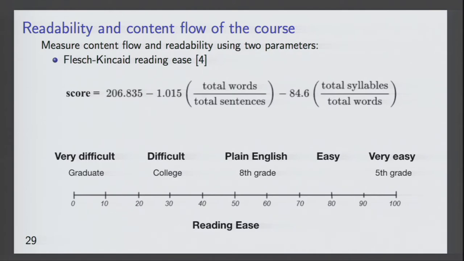So for example, in the range of 0 to 100, very difficult content would have a very low score, and very easy content would have a higher score. This formula manipulates two measures: how lengthy the sentences are and how lengthy the words are, which means that if the sentences are quite lengthy, the score would be lower, and if the words are lengthy, then the score would get lower.